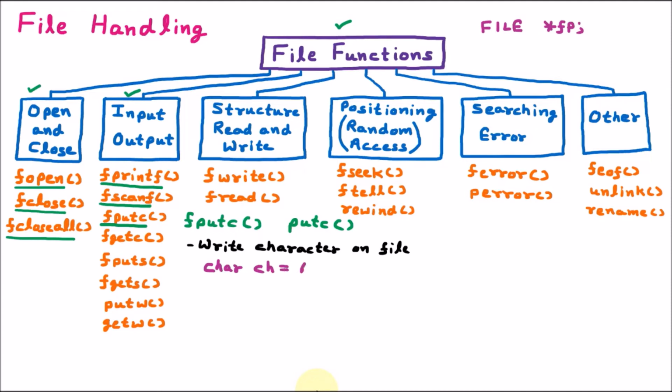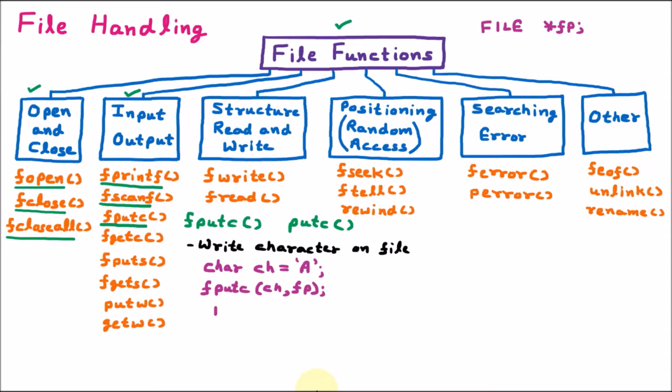Here, let's say we have a character that is 'a'. So 'a' is stored. Now if I want to write that character onto the file, we write that function by saying fputc, meaning writing the character onto the file. Here we provide ch, comma, fp. So on the file pointer, we are going to write that character onto the file.